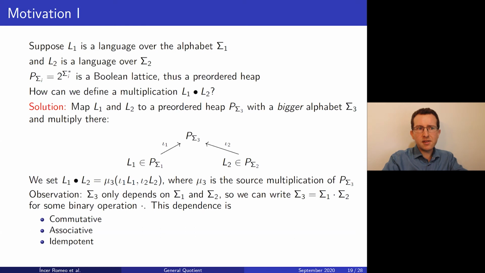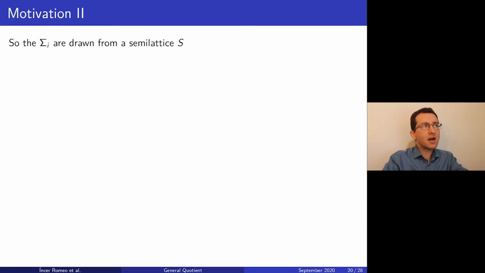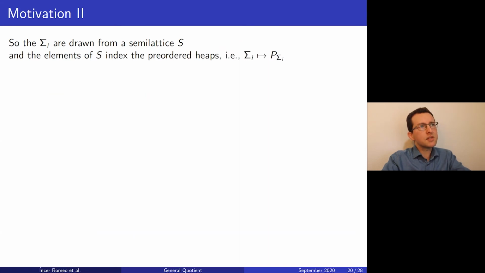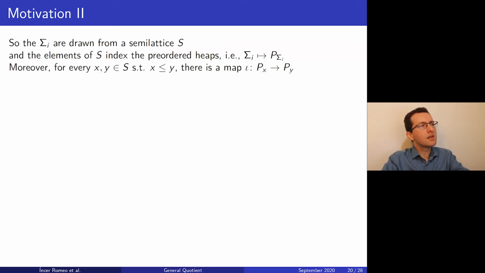So now we are saying that the sigmas are coming from an algebraic structure that has a binary operation with its properties. It means that the sigma i's are drawn from a semi-lattice. That is exactly the definition of a semi-lattice. The elements of the semi-lattice are indexing our preordered heaps. So every sigma i goes to a preordered heap of its own.